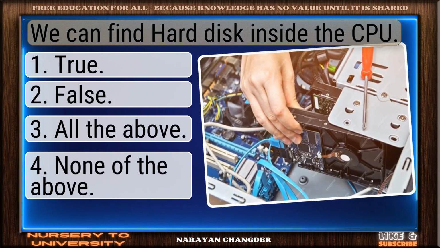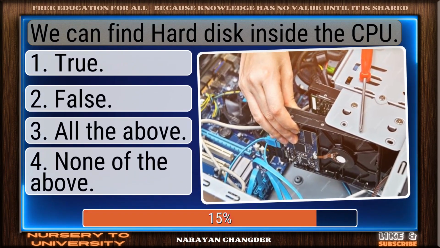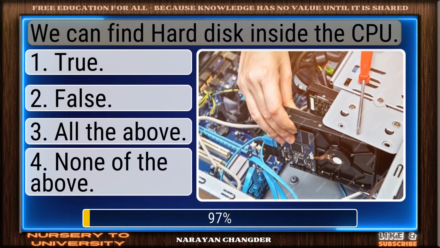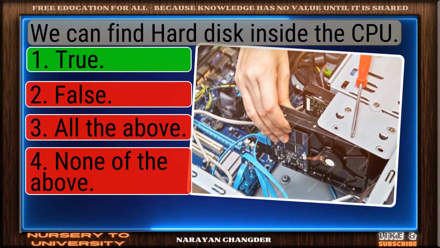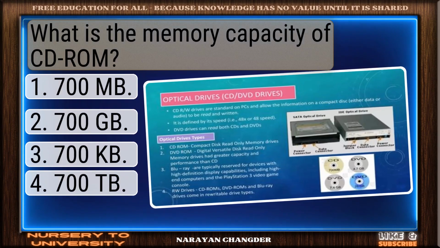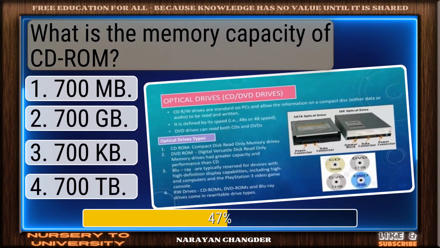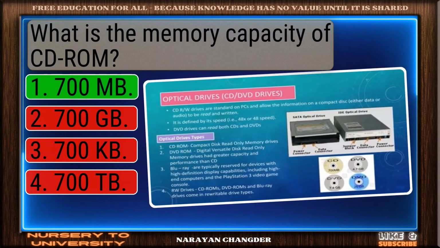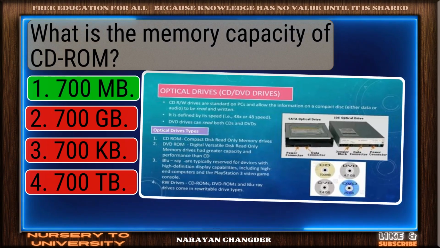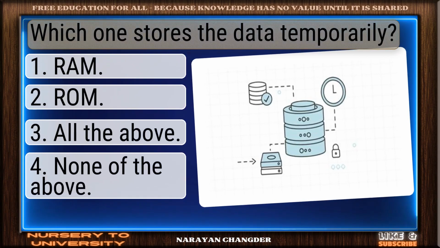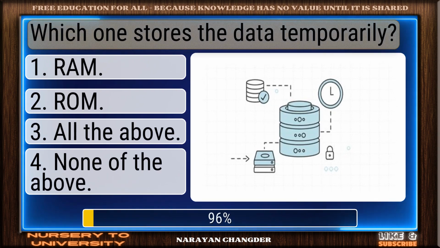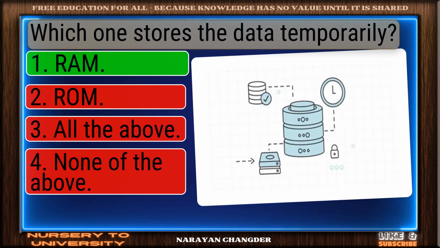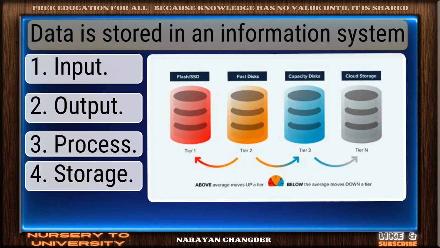We can find hard disk inside the CPU. Nicely done. True is a solid answer. What is the memory capacity of CD-ROM? Bravo, 700 MB is the answer. Which one stores the data temporarily? Correct response. RAM is the most accurate answer.